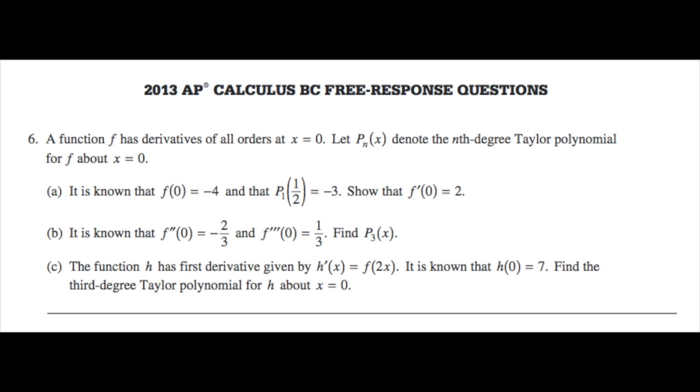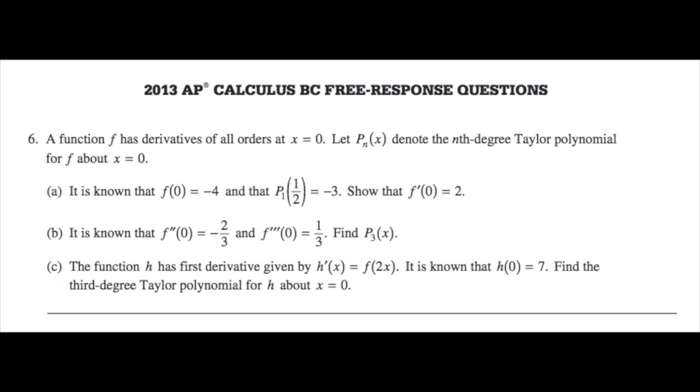Alright, so we're going to be working on FRQ 2013 number 6. The problem reads, a function f has derivatives of all orders at x equals 0. Let p sub n of x denote the nth degree Taylor polynomial for f about x equals 0. Basically what this means is that if they were asking for p sub 2 of x, you would write out the Taylor polynomial until you got to an x value that had a degree of 2.